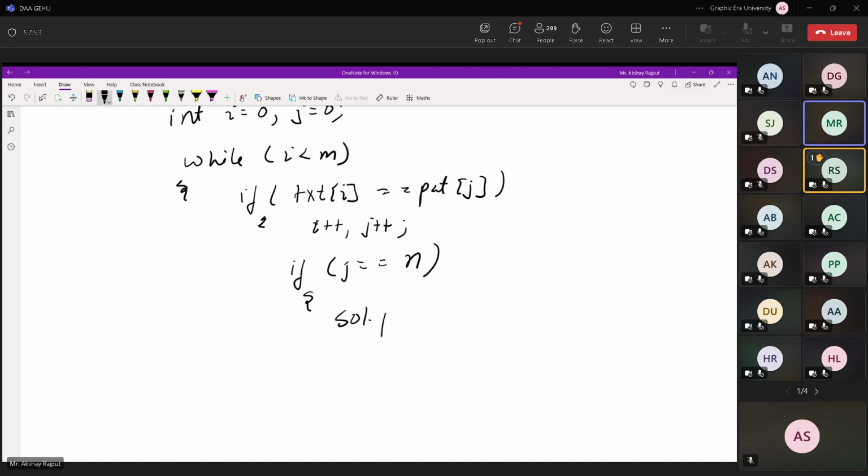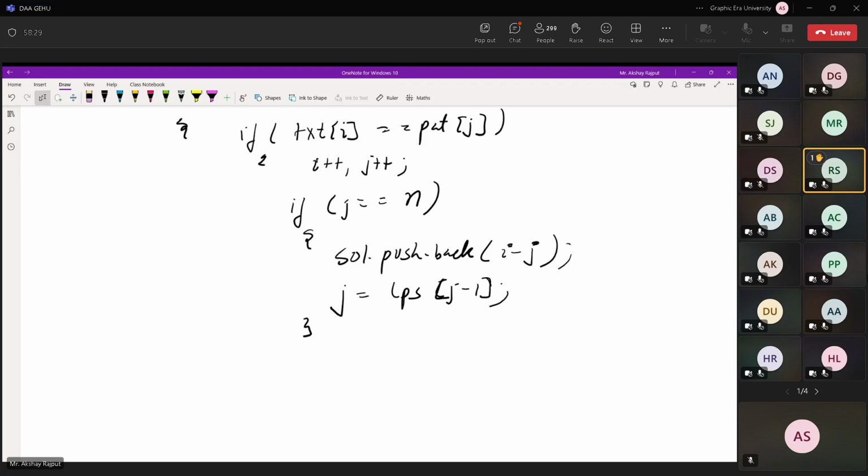So solution dot push_back. Our starting index would have been i minus j. Currently i is at some location and we have matched the complete pattern here, so it would have started at i minus j. We have done this, and because we need to get more such occurrences, we will do j equals LPS of j minus 1.